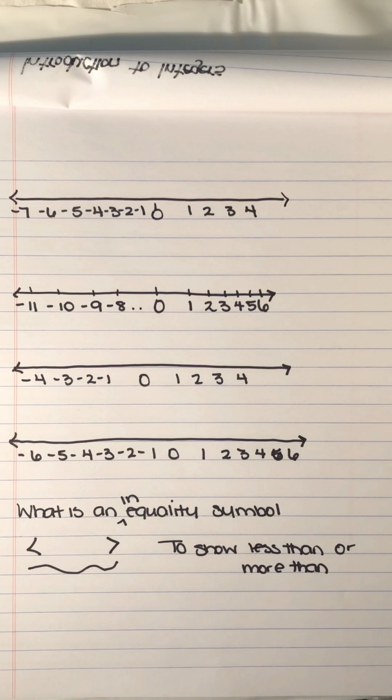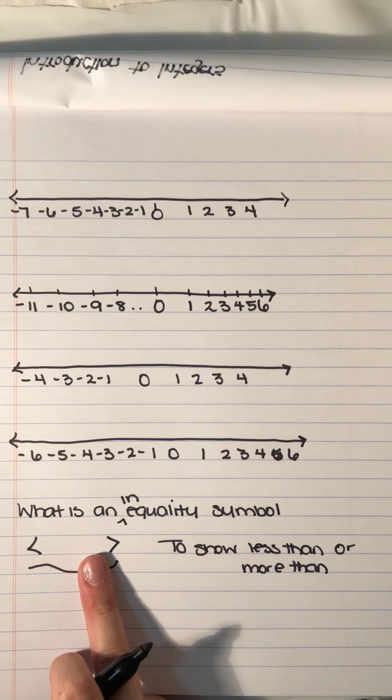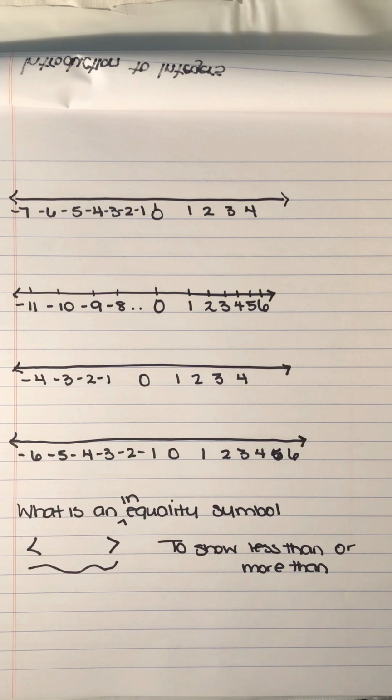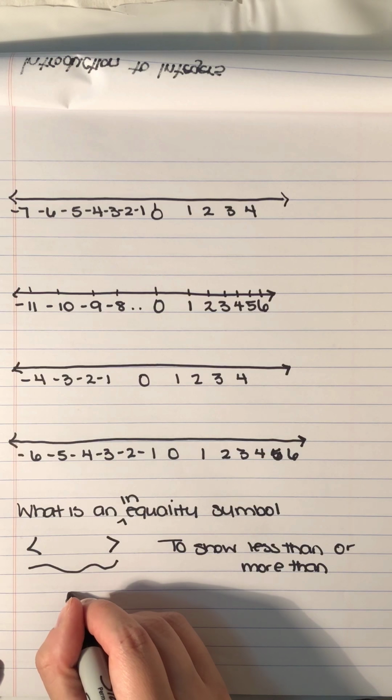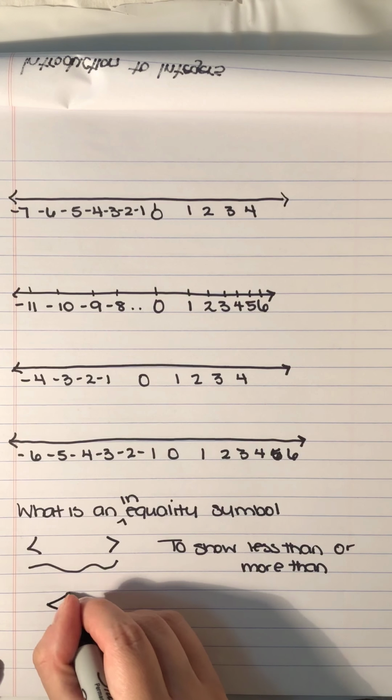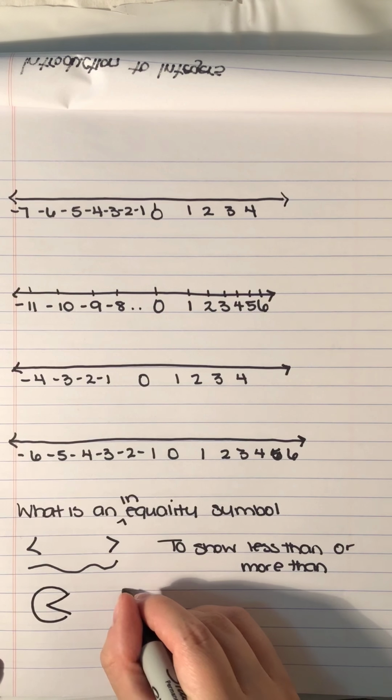Pause the video and copy some of the number lines here. So here you have two symbols. They look like little sharks. They look like little mouths. Or they look like Pac-Man. I'm sure most of you guys know what Pac-Man is.